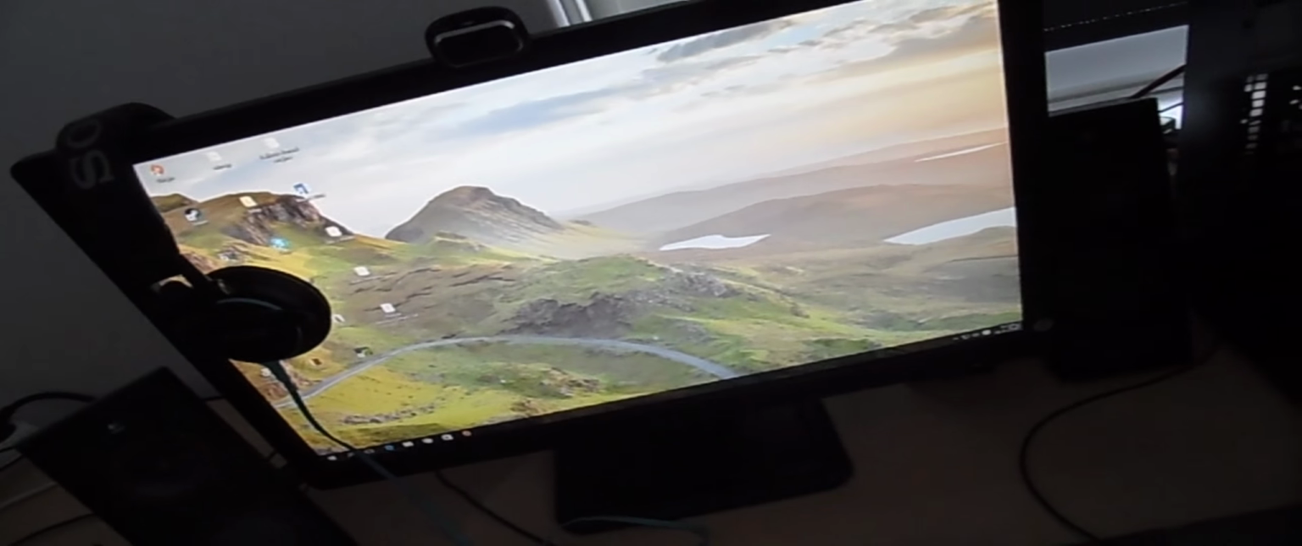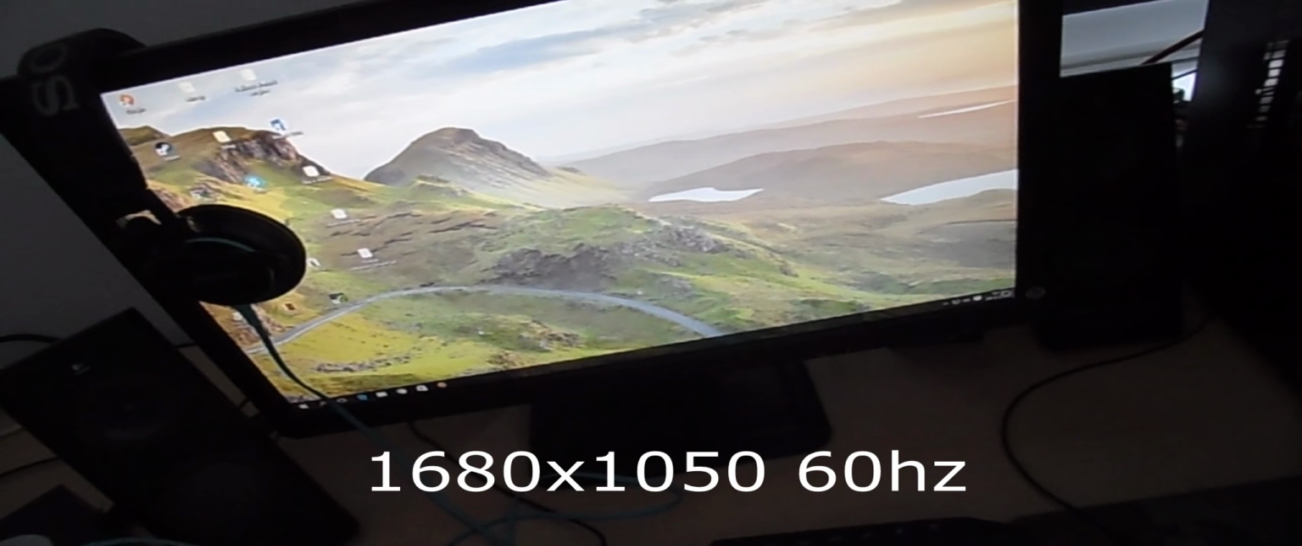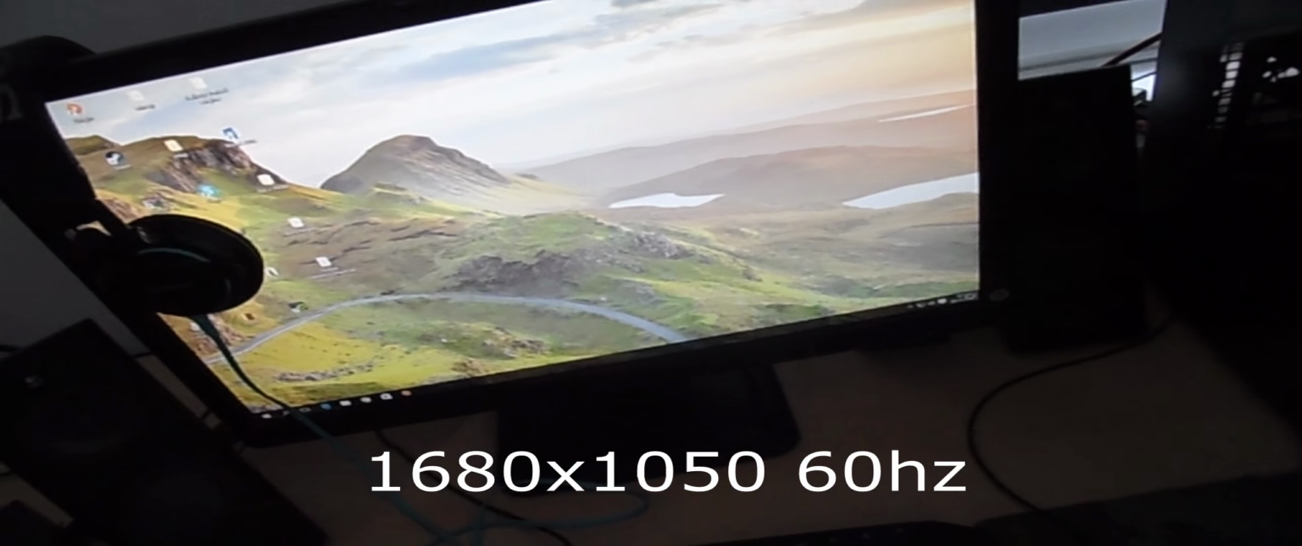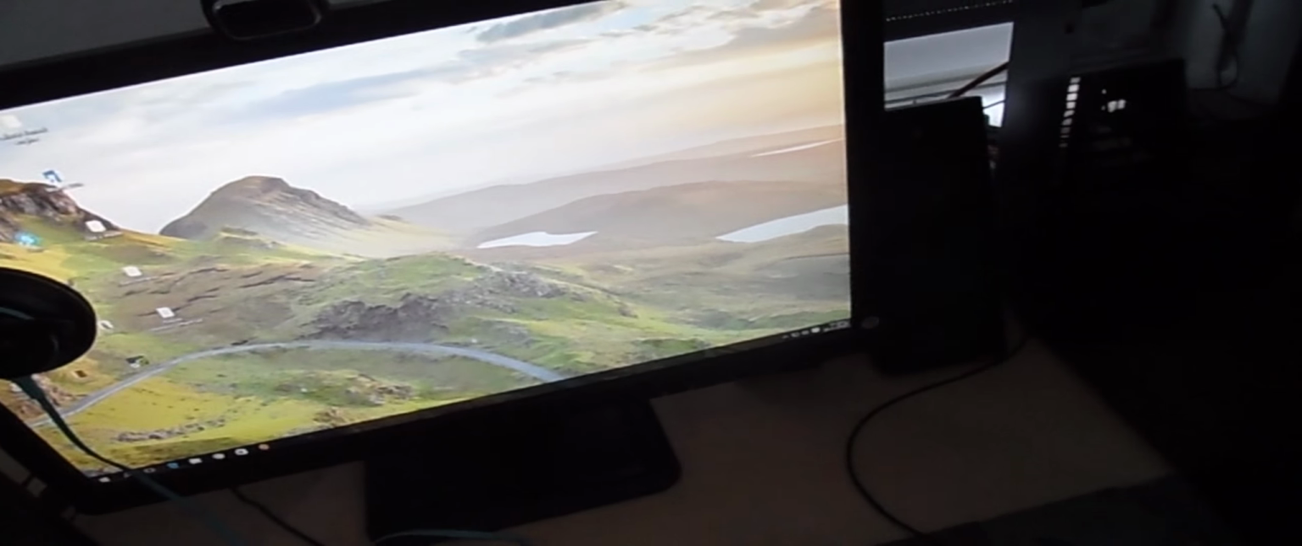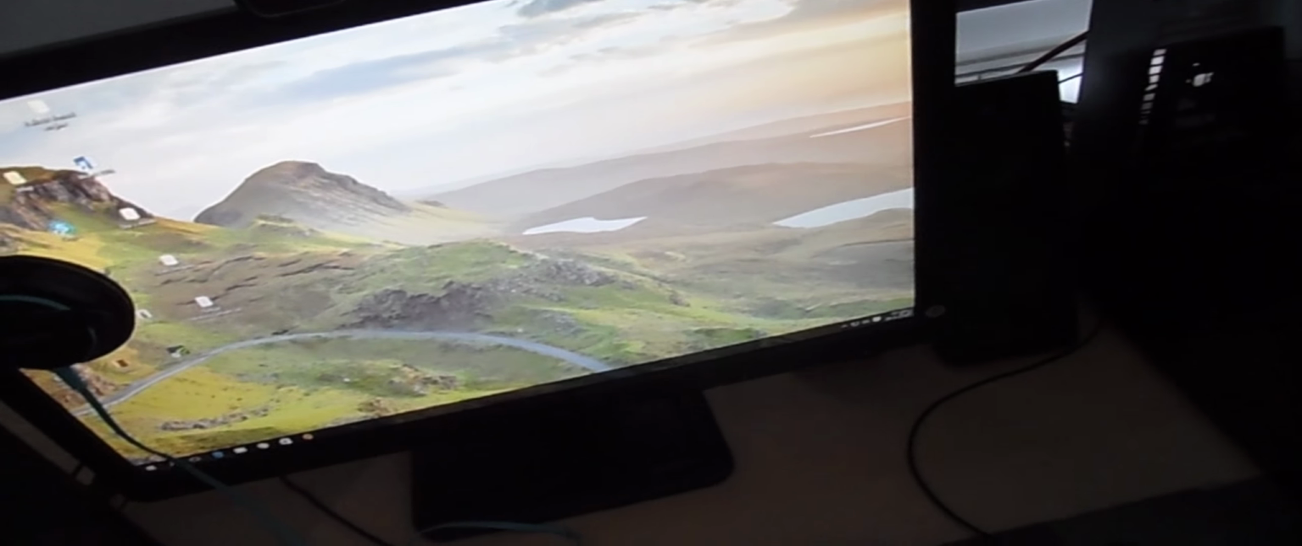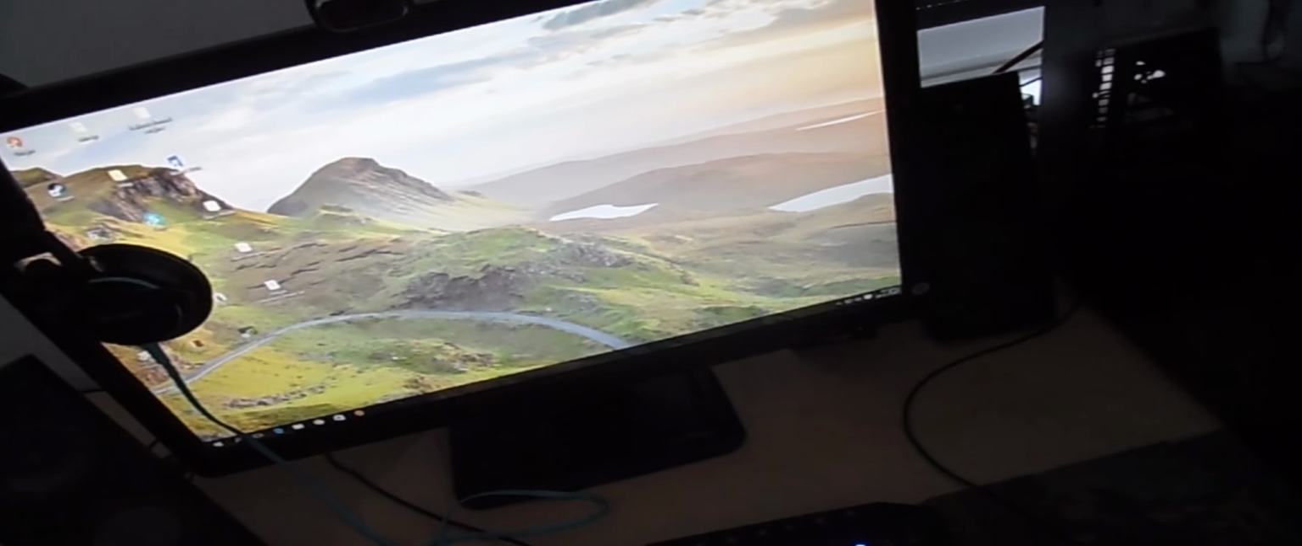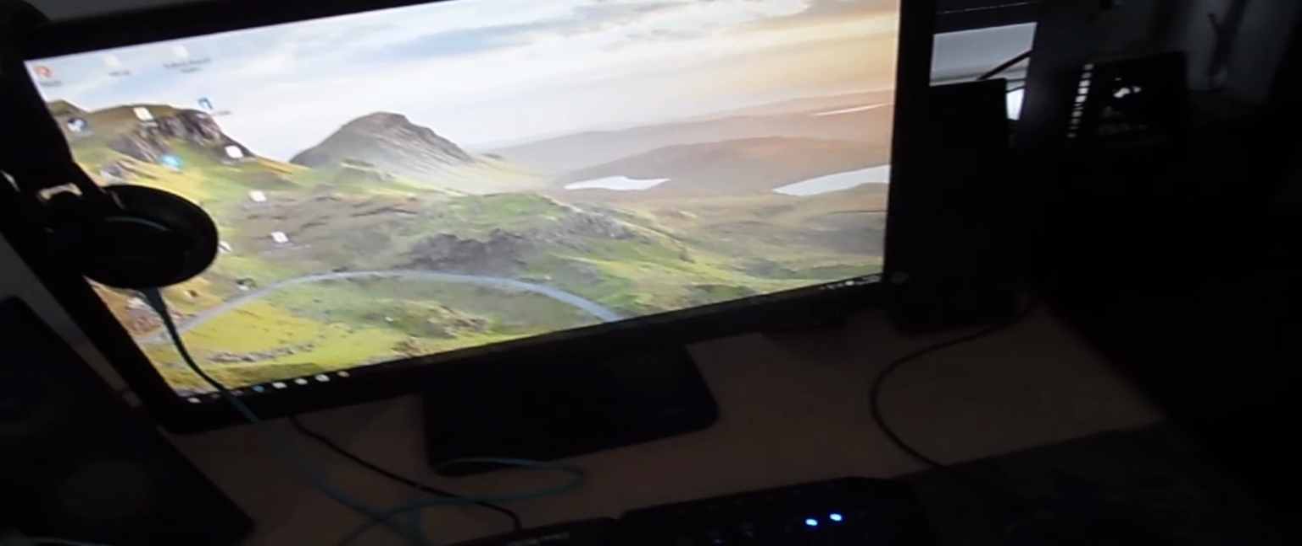It has a resolution of 1680 by 1050, so it's not native 1080p. That's pretty much all the other areas. Also it's a headphone. I hate how short this cord is. These are Sony MDR-V55s, they do have amazing audio quality.